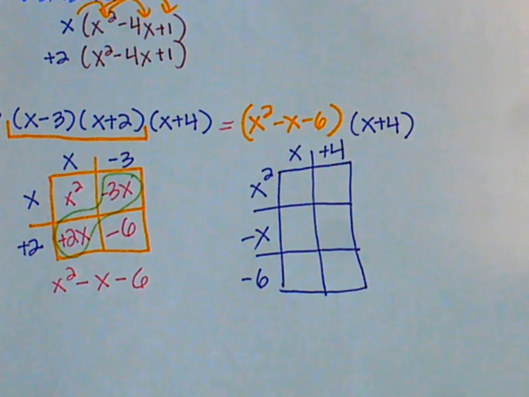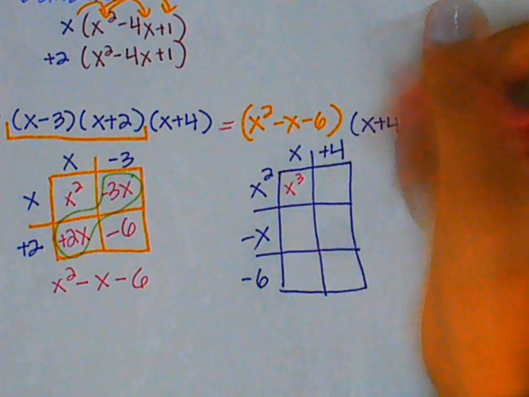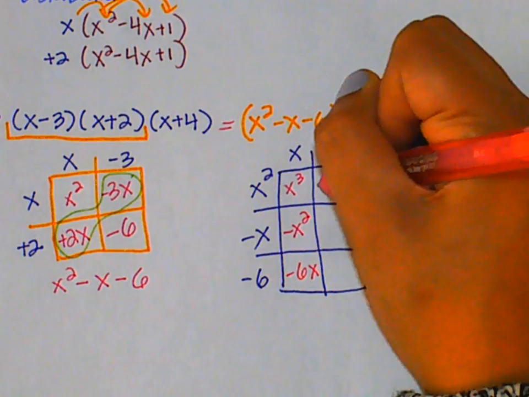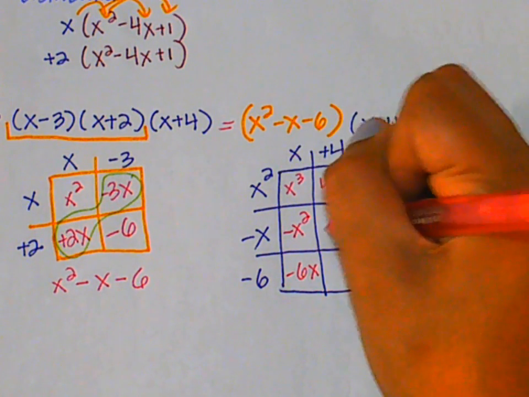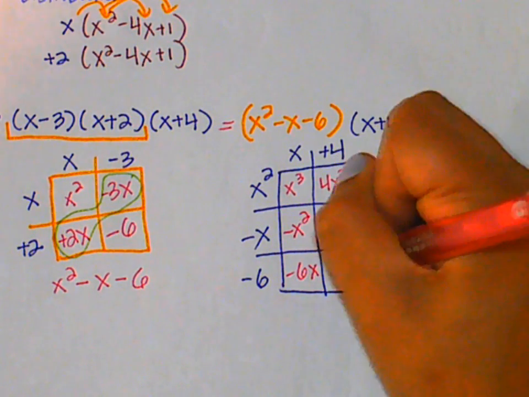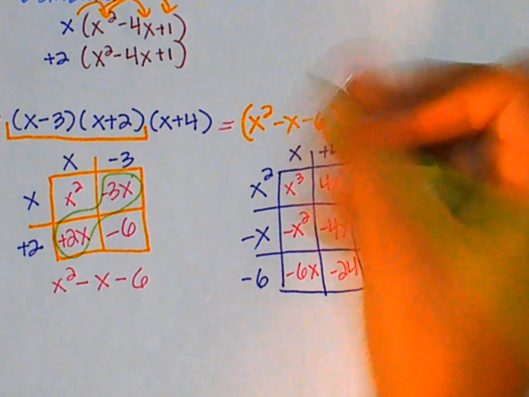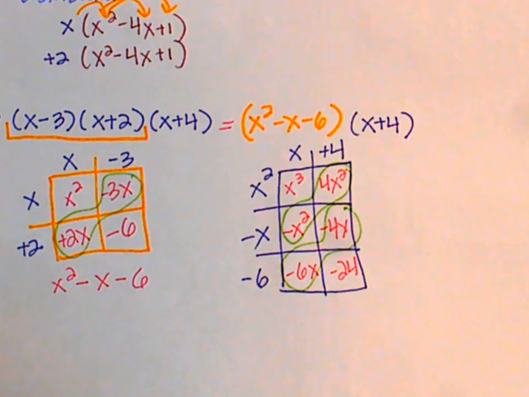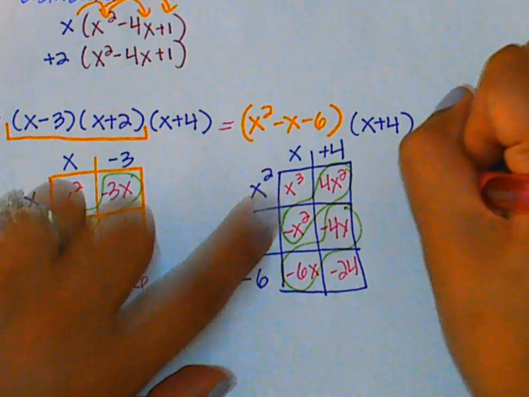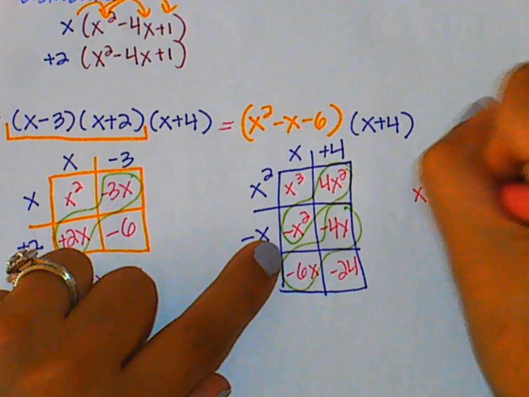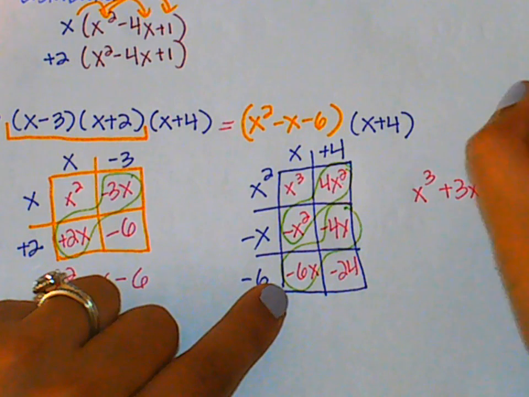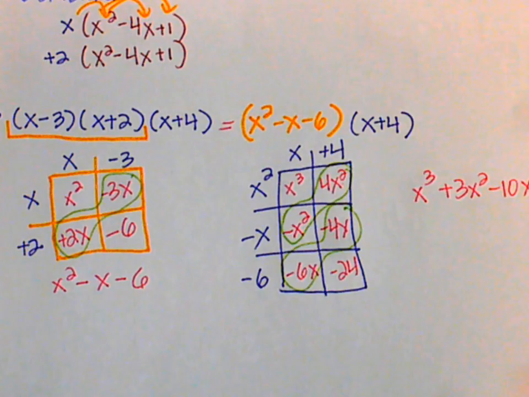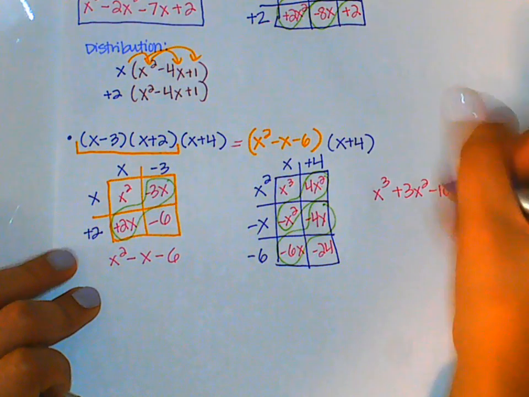So I'm going to do x cubed, negative x squared, negative 6x, positive 4x squared, negative 4x, and then negative 24. Now if I did my peanuts, I would have one here and then another like terms here. So my final answer would be x cubed and then plus 3x squared and then minus 10x minus 24 as my final answer.